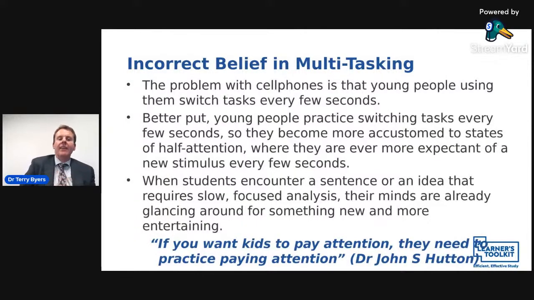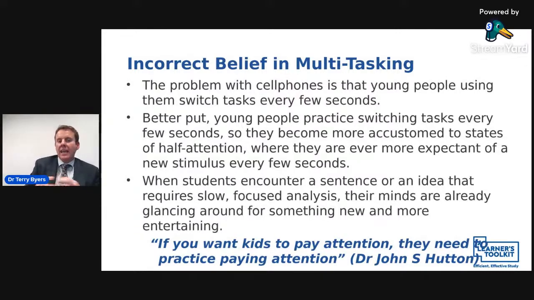Now, the other popular mechanism here is that students often believe that they can multitask. And the issue is that multitasking is actually an incredible enemy to attention. What's interesting here is that the students believe that because they can switch between tasks every few seconds, they're actually multitasking, but they're not. They're splitting their attention every time.